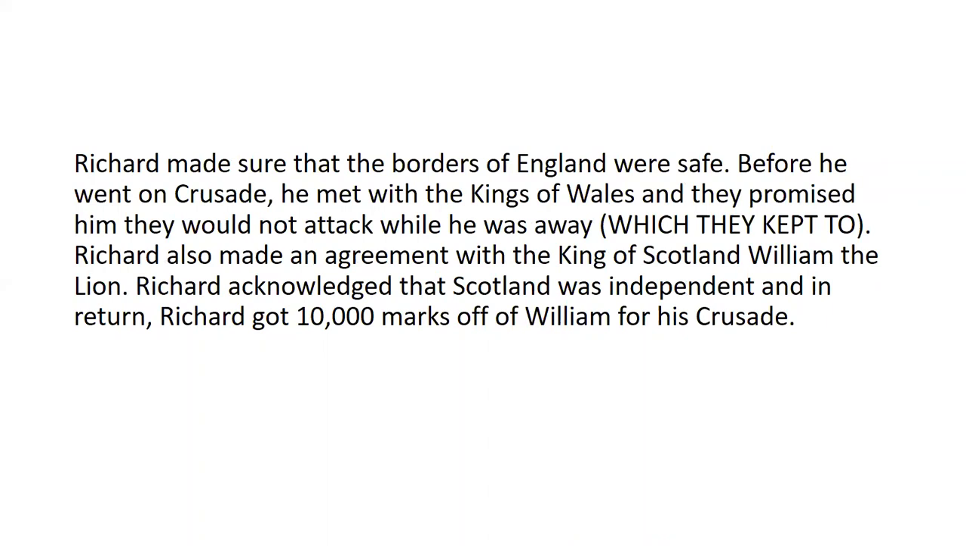Richard also made sure that the borders of England were safe. Before he went on crusade, he met with the King of Wales, and they promised him they wouldn't attack while they were away. He also made an agreement with the King of Scotland, William the Lion. Richard acknowledged that Scotland was independent, and in return, Richard got 10,000 marks off William for his crusade.